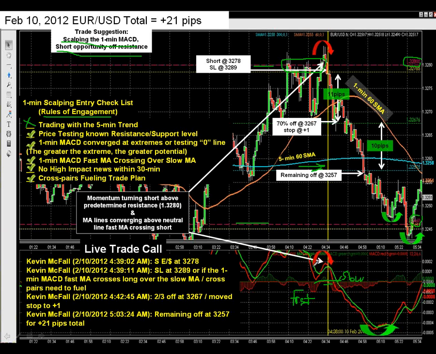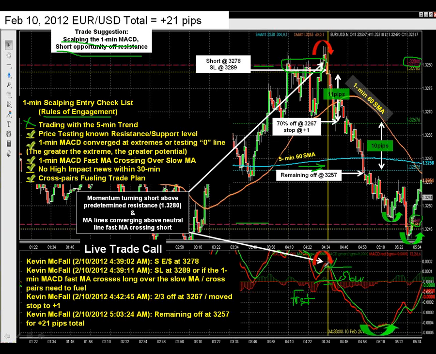And so, yeah, we are testing and moving up in upper levels above the zero line. Then we ask, is the 1-minute MACD fast-moving average crossing over the slow-moving average? Well, we just established that this red line is our fast-moving average, and here's the crossover right here. We have three trigger elements that we call here.